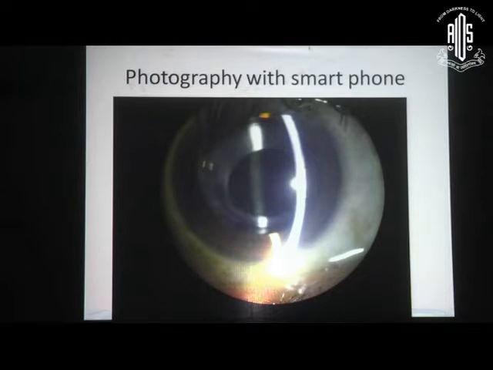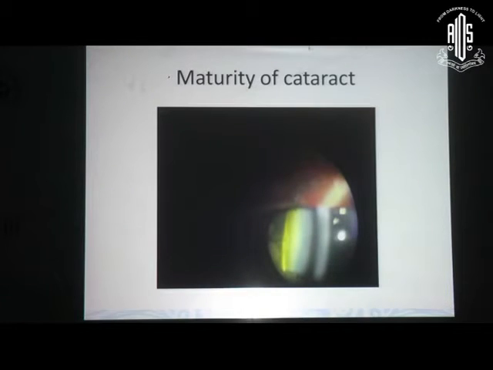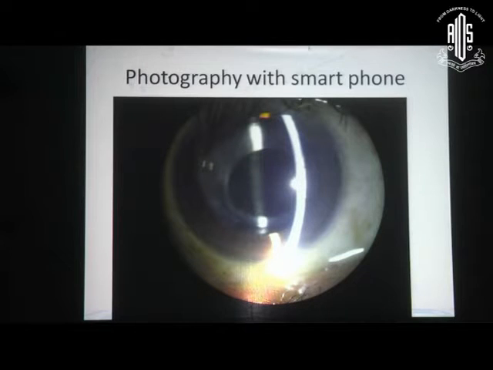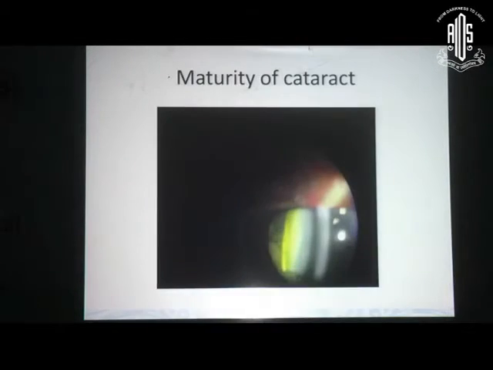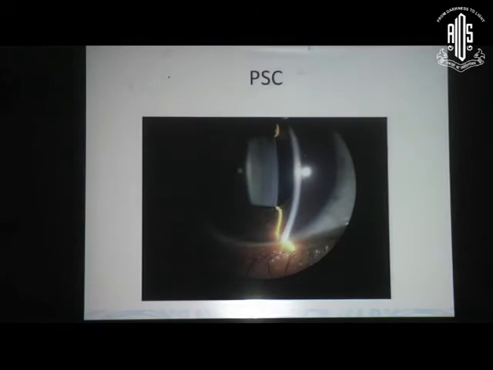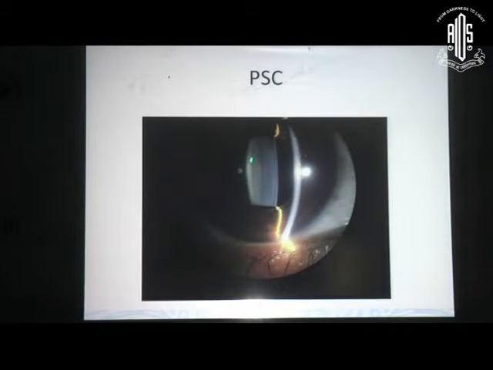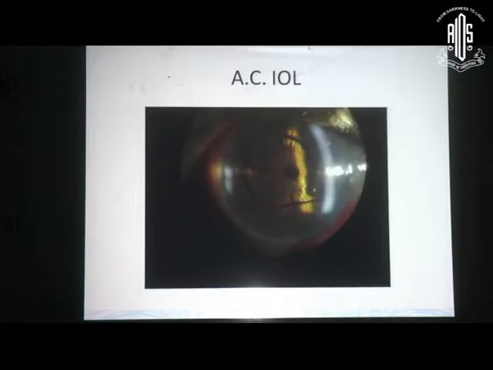You are in a peripheral center, and these are the first photographs which we have taken with the smartphone. The grade of the nucleus you can judge very clearly in this particular picture. This is the anterior capsule. The corneal ulcer which we had seen that day, you can easily make out the posterior subcapsular cataract which the patient has over here. The posterior capsular opacification is very clearly seen over here.